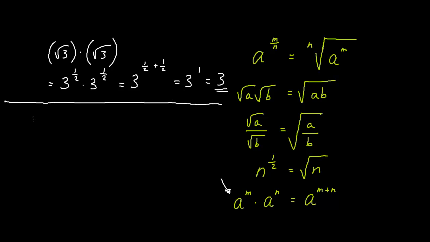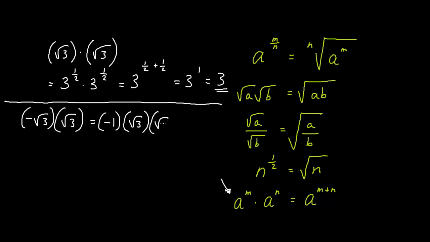Second problem. How would we simplify minus root 3 multiplied by root 3? Well, firstly, we would put minus 1 multiplied by root 3 multiplied by root 3 over here. So minus root 3 multiplied by root 3 is minus 1 multiplied by root 3 multiplied by root 3. And we know that root 3 multiplied by root 3 is 3. So our answer here is minus 3.